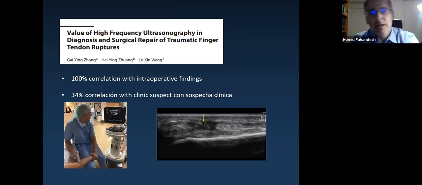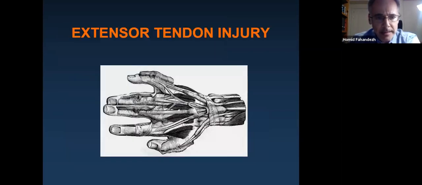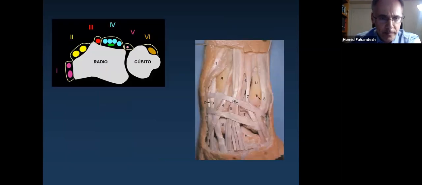As you know, there is a high correlation between ultrasound and intraoperative findings when you have an injury in the hand. And I'm going to divide my talk in two parts. The first one is extensor tendon injury, and the second one is flexor tendon injury.